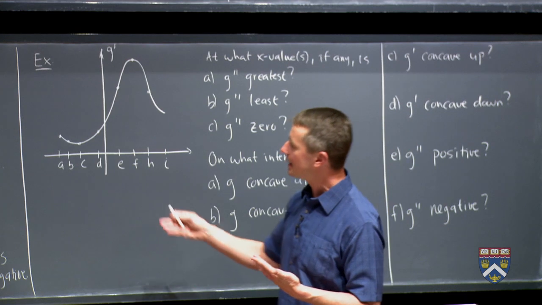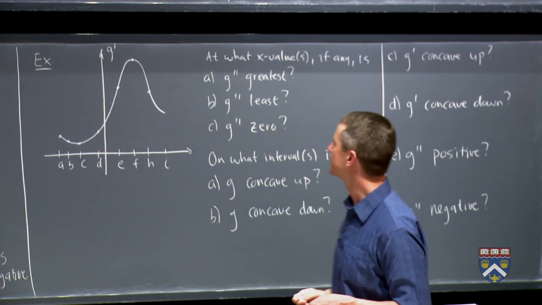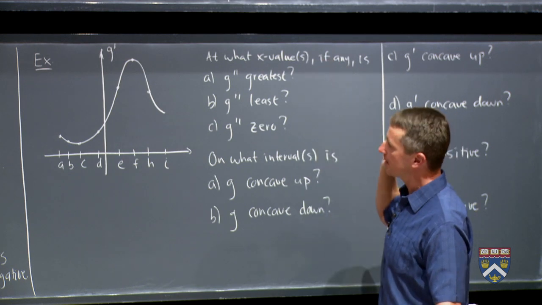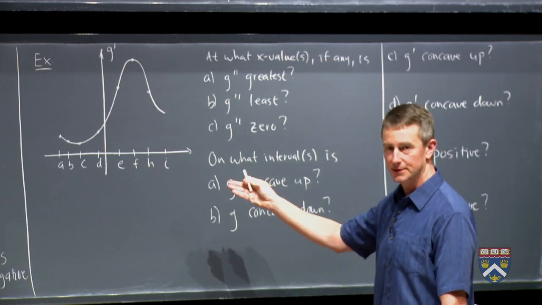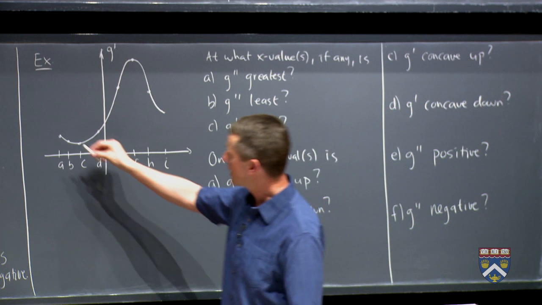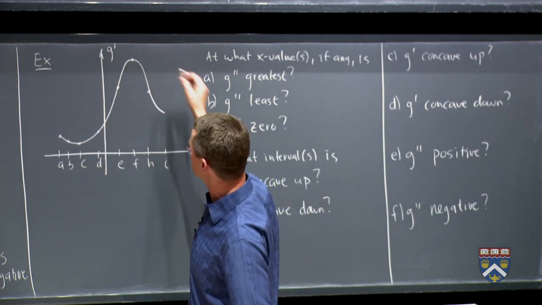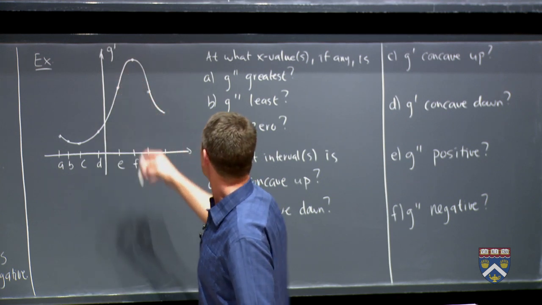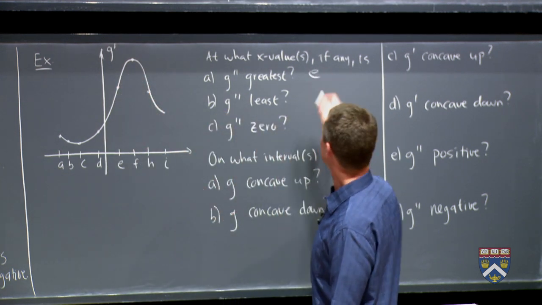So G double prime is the slope of this graph. G double prime greatest means that now we actually do want to look at the slope of the G prime graph. So imagine drawing a little tangent line at every point and looking for the one with the greatest positive slope. And I hope you would all choose E as the answer.